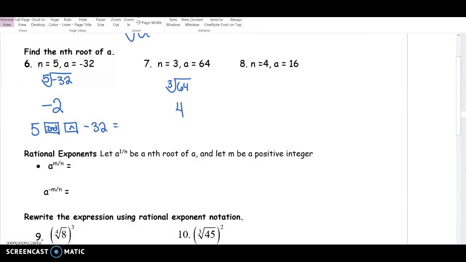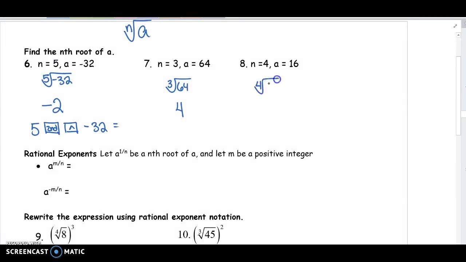The next one, the fourth root of 16. Take a look at your perfects chart. Fourth root of 16, 2. And because it comes from a fourths column, an even column, your answer is positive or negative 2. If your index is even, your answer is positive or negative.